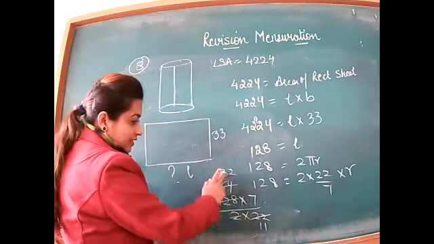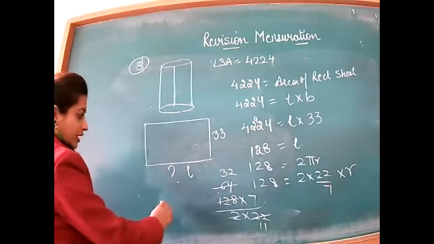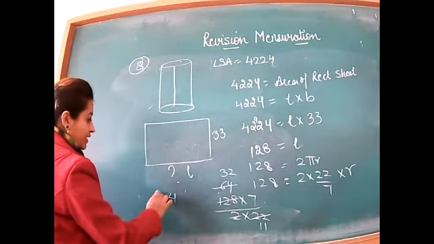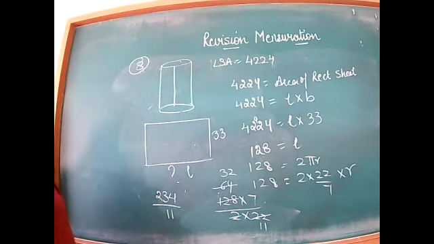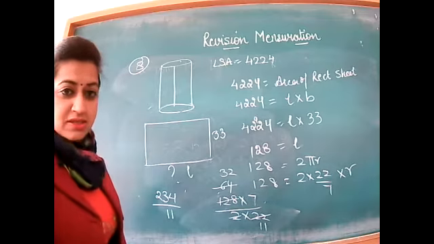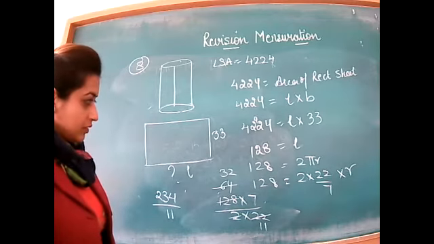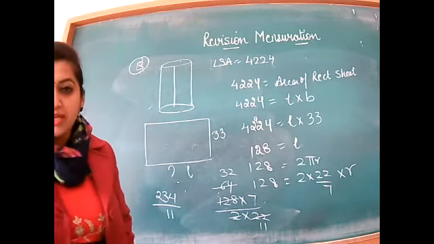Now I have cancelled it. Now 7 2s are 14, 21, 23 by 11. The radius is coming in decimal.